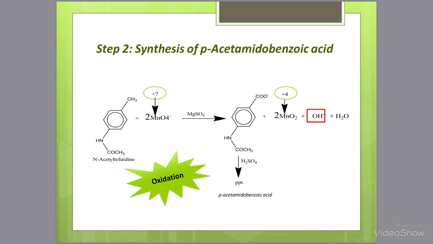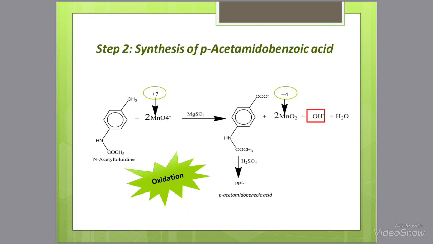From this oxidation reaction, hydroxide ion is going to be produced. And this hydroxide ion and the excessively basic conditions that are going to result will lead to the hydrolysis of the protective acetyl group. So we are going to add a small amount of magnesium sulfate in order to serve as a buffer that will prevent the solution from becoming excessively basic from that hydroxide ion.